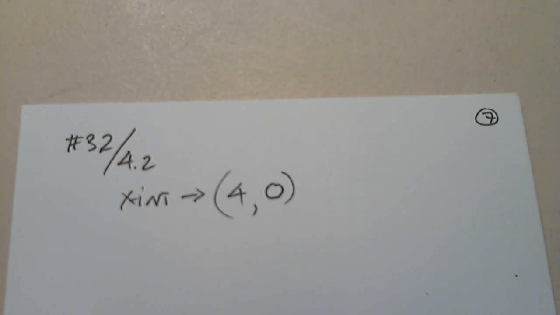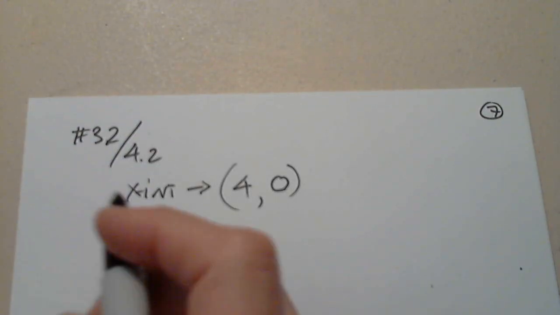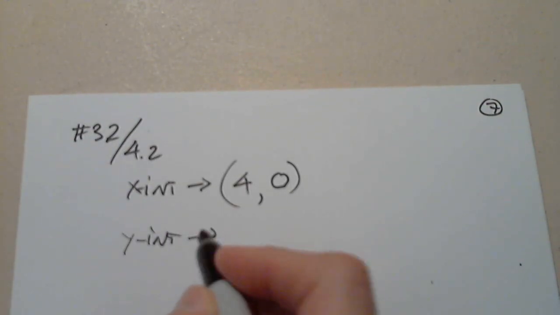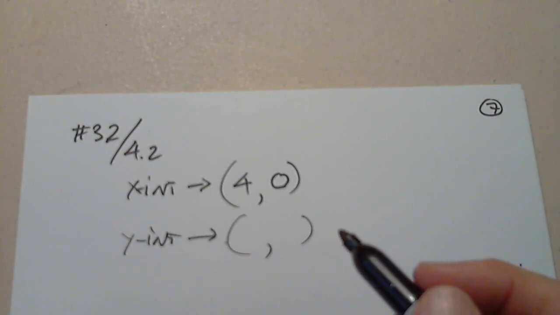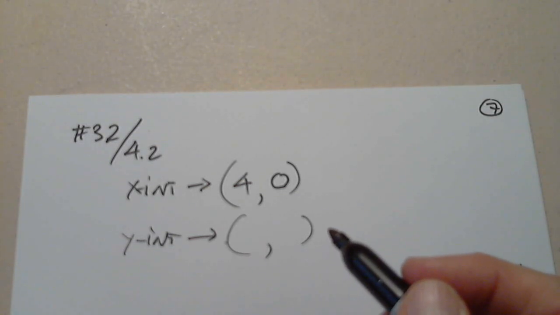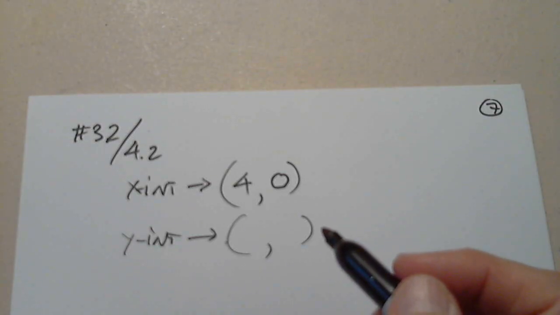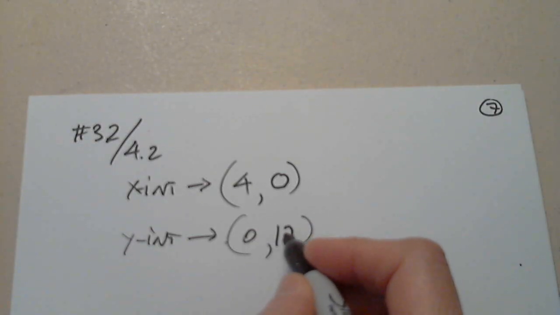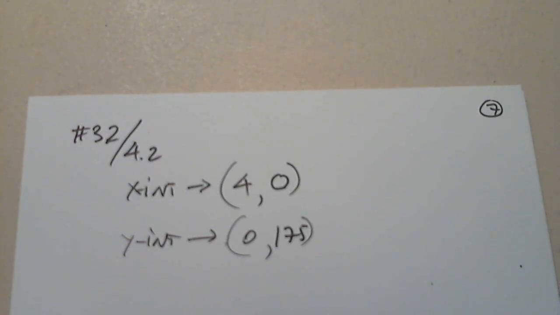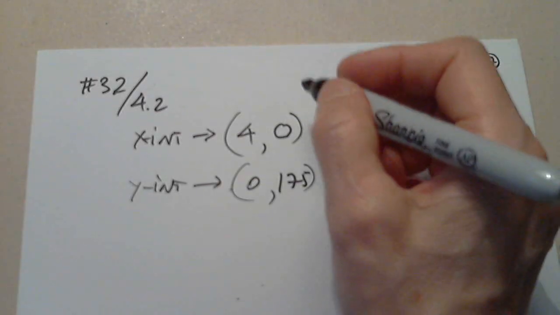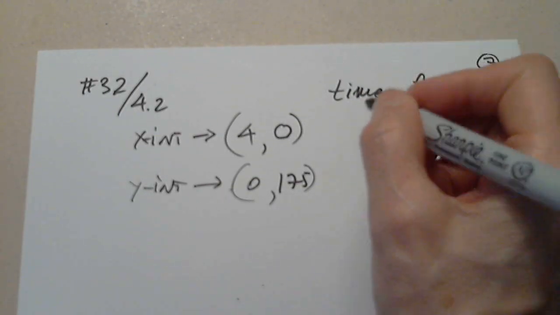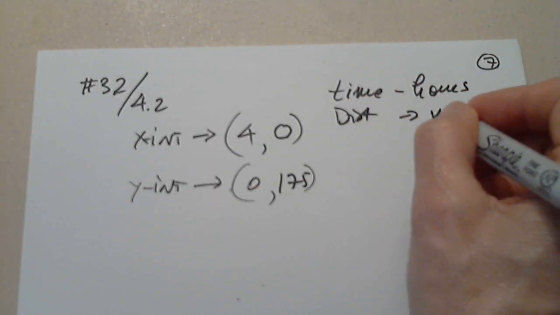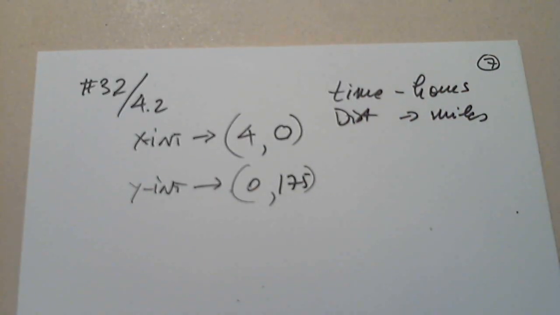Good. Now let's look at the y-intercept, in ordered pair format. 0 and 175. Good. So now let's interpret them. So time is in hours and distance in miles. Okay, what do they mean?